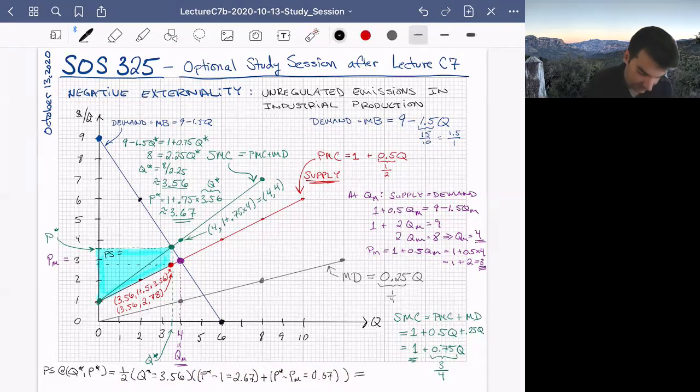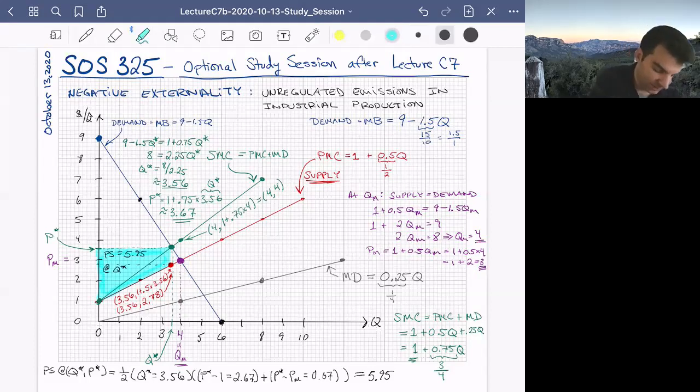And so 3.34 times 3.56 times 0.5 gives me 5.95. And so that is the producer surplus at the efficient equilibrium Q star. Then I might also ask you for the consumer surplus, which is this triangle up here.